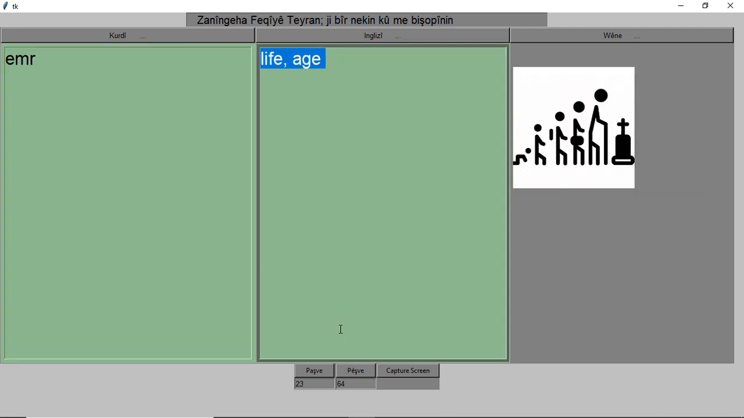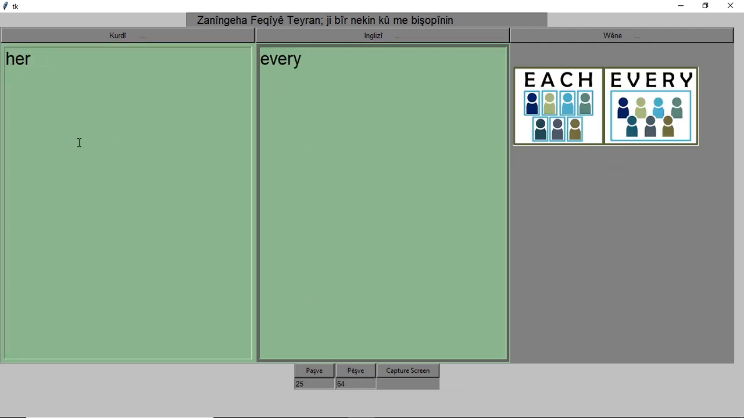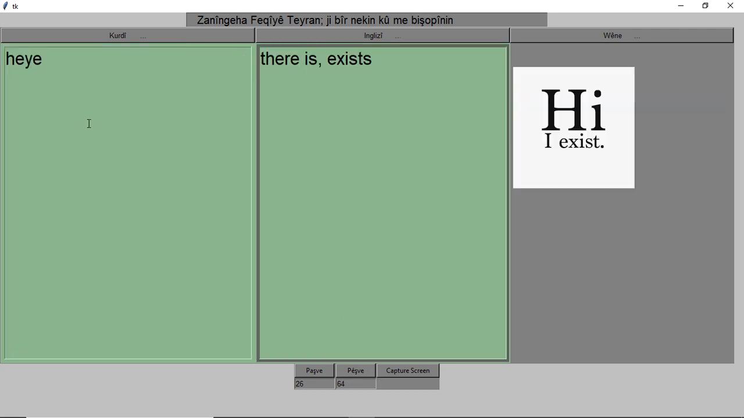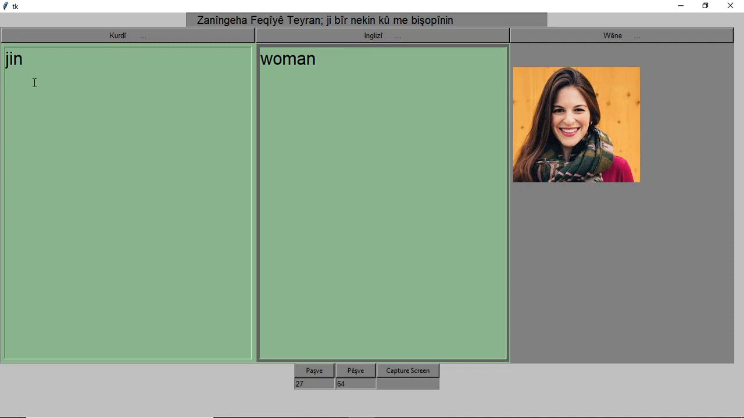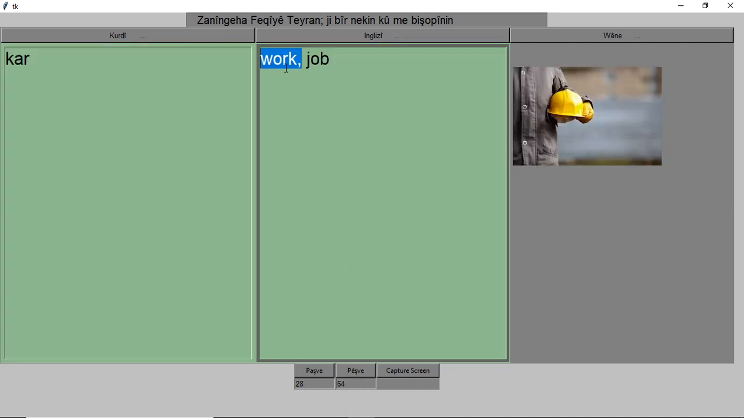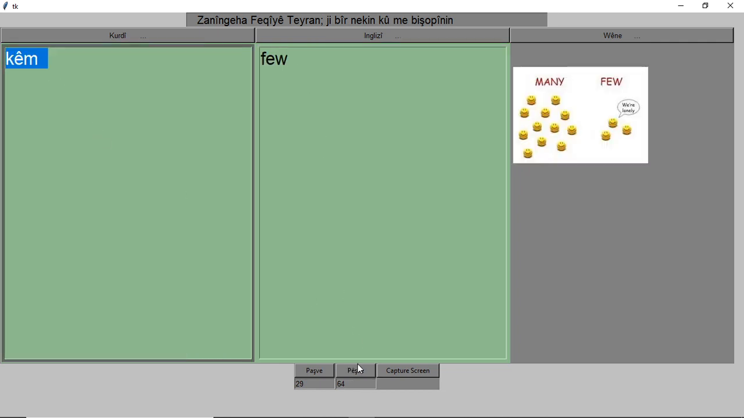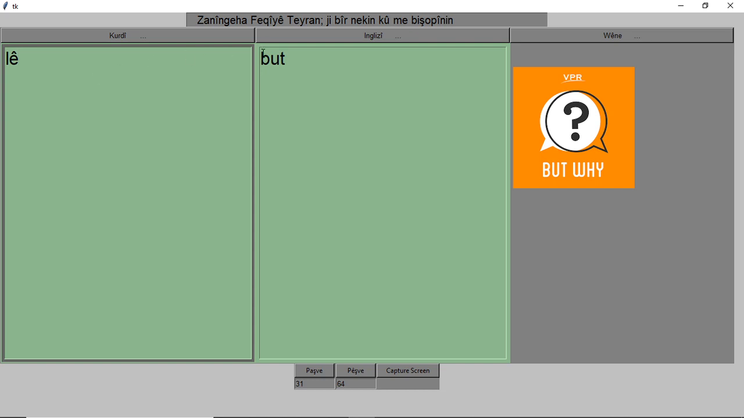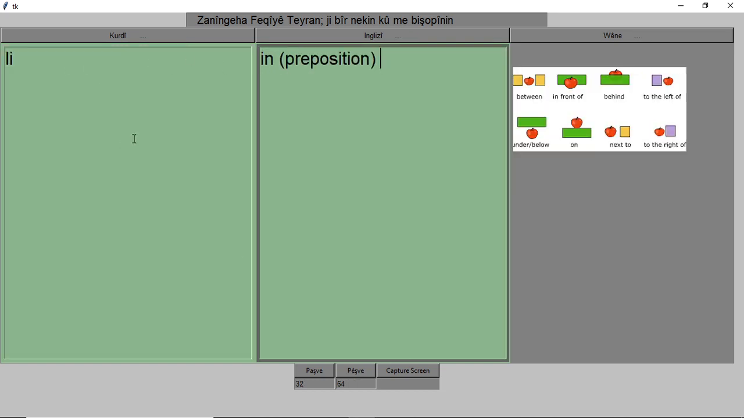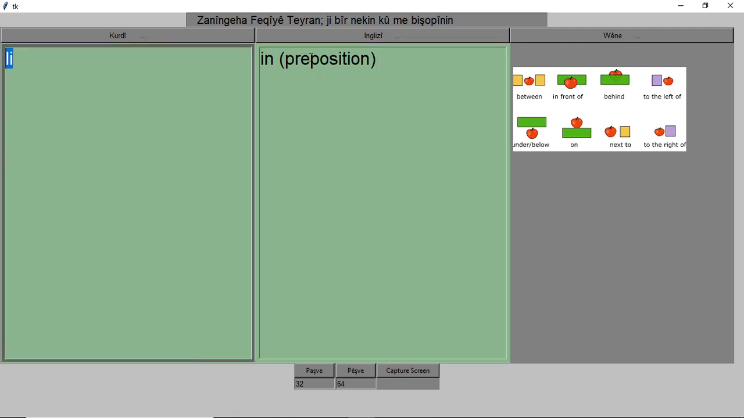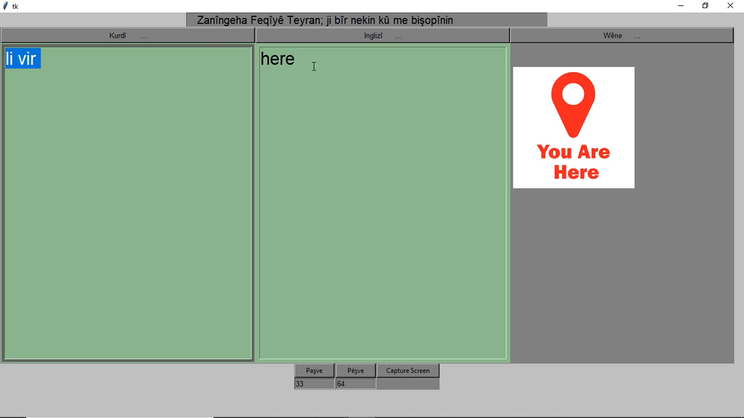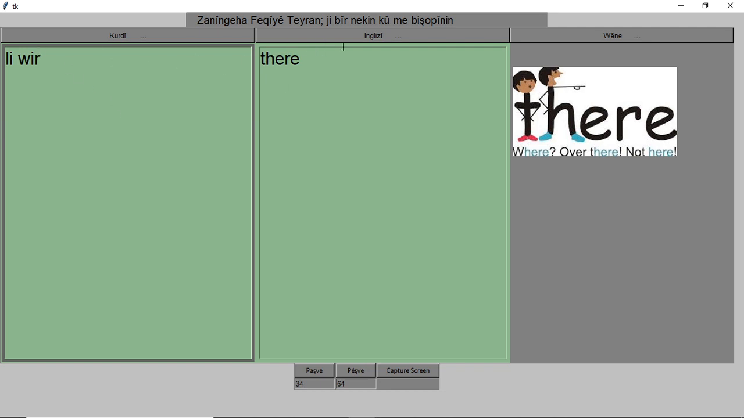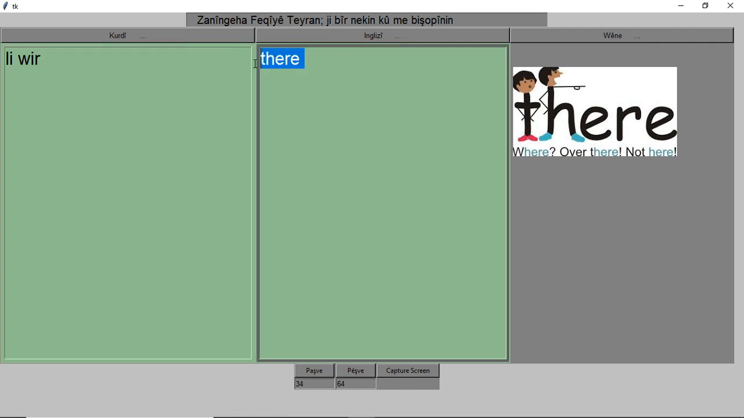Amr, life, age. Galak, many. Her, every, heye, there is, exist, jin, woman, kar, work or job, kem, few, Kurd, short, le, bat, le, in, preposition, le derve, le peshier, le pashier, so le, in actually, in somewhere, you say, lever, in here, for example, in here, so le, lower, in there, which means verwer, and means what?